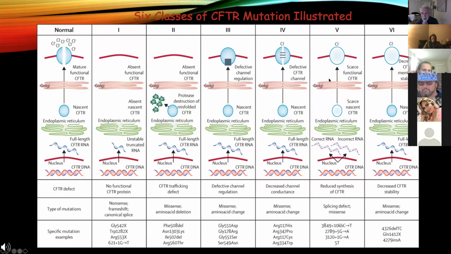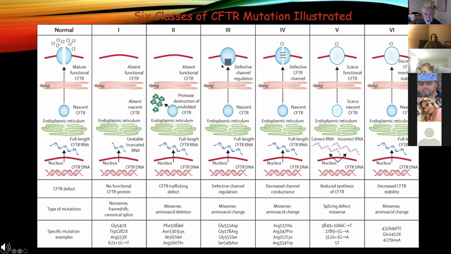This illustrates those 6 types of mutations in a graphic form, starting with normal, no mutation at all, 1 through 6. So you see that class 1 and class 2, no protein ever gets to the membrane. So they're null mutations. Patients that have this type of mutation have very serious problems with cystic fibrosis, with clogging up with mucus.